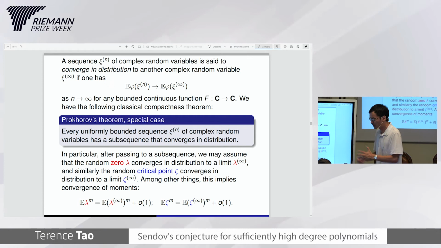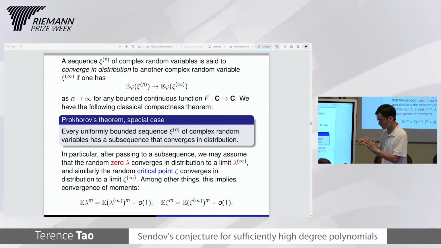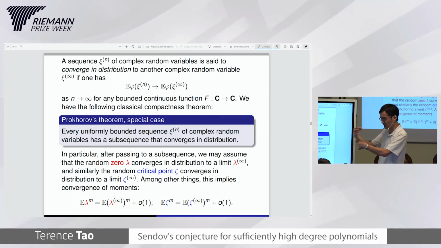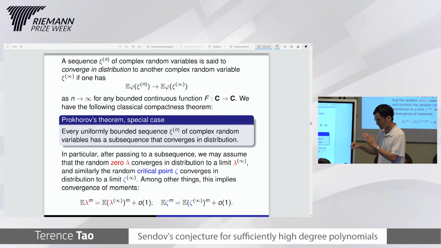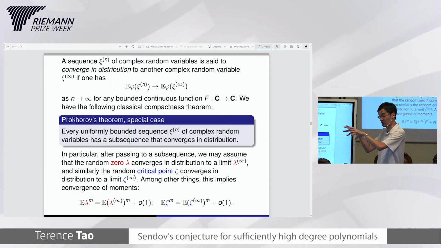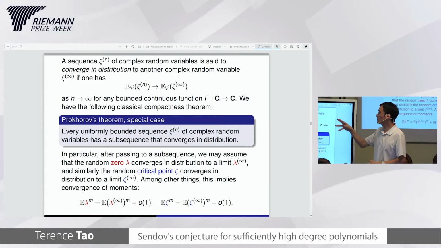So Bolzano-Weierstrass says that if you have a sequence of deterministic points in the unit disk, then there's a subsequence that converges. But actually, if you take a sequence of random points on the unit circle, so a sequence of probability measures on the unit circle, there's also a subsequence that converges. But the convergence is in the sense of convergence in distribution.